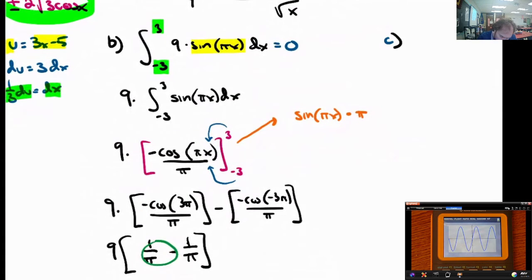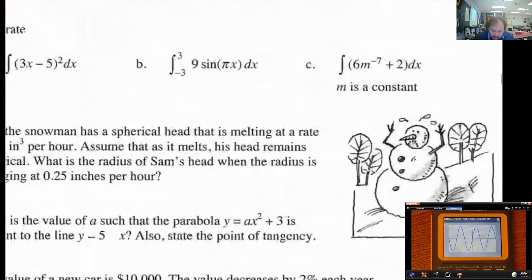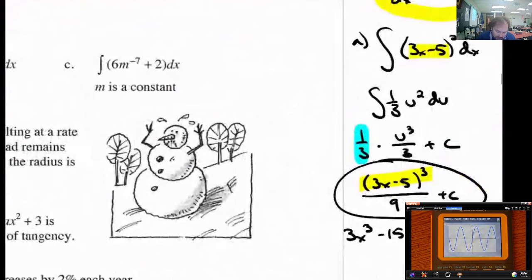Question C. This is a really easy one. We can do this one right here. I don't need to rewrite it again. Because they told us that m is a constant, because look at that, we're taking the derivative with respect to x. It's dx. So all we're really going to do here is put down a parentheses, put down 6m to the -7 plus 2, because that's just a constant. We're going to throw an x after it, and then put a plus c on this thing. That's all you got to do. Let's go to the next problem.